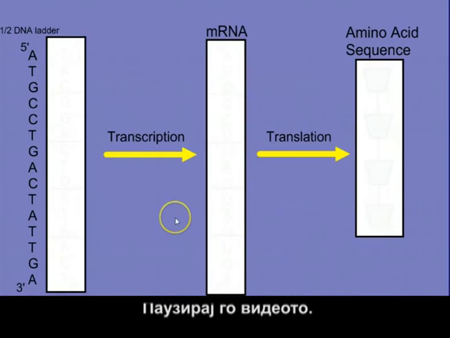I want you to actually pause the video now, take your time and work through that, and then start the video back up again. So you're going to build a DNA strand, use that DNA strand to make your complementary messenger RNA strand, and then a codon chart to translate that messenger RNA strand into amino acids. Go ahead and pause the video now.